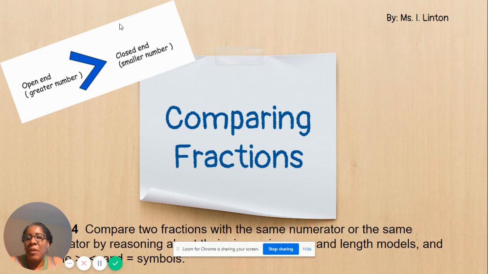When using the less than, greater than symbol, we need to pay attention to the open and closed area of the symbol. The open area of the symbol generally signifies that that value is greater or bigger than the other. The closed end of the symbol needs to be pointed to the smaller or the least fraction, as we're going to be doing in this case.